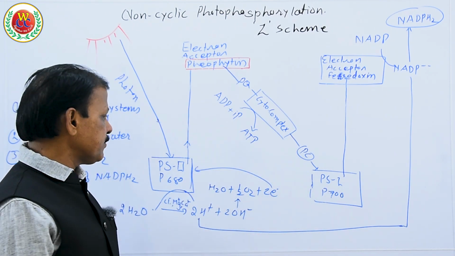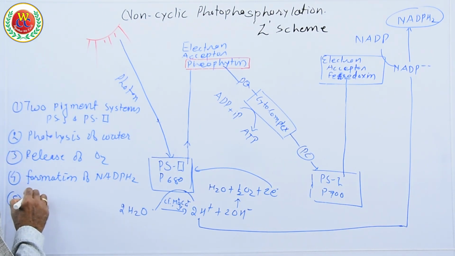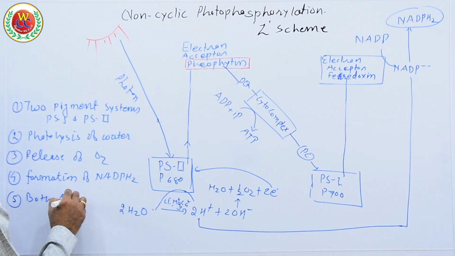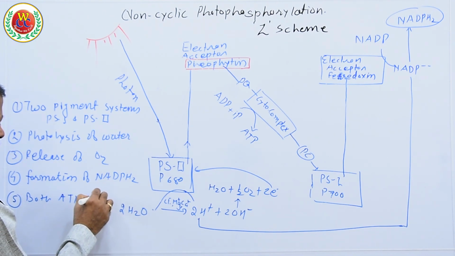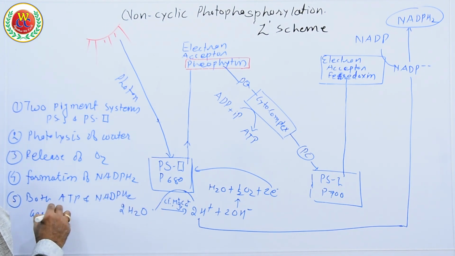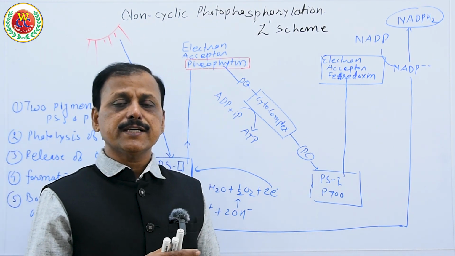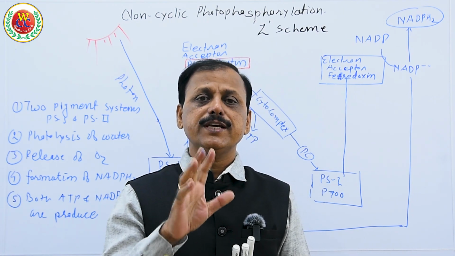During this non-cyclic photophosphorylation, both ATP and NADPH2 are produced, which are not produced in cyclic photophosphorylation. Cyclic photophosphorylation produces only ATP.